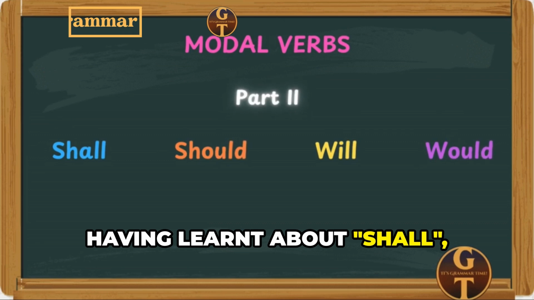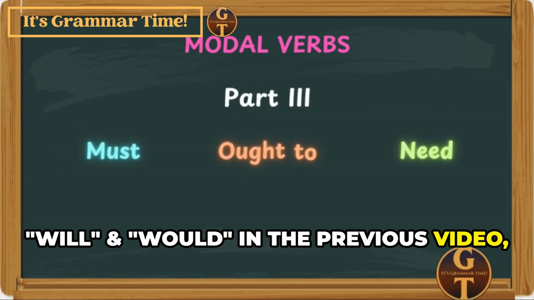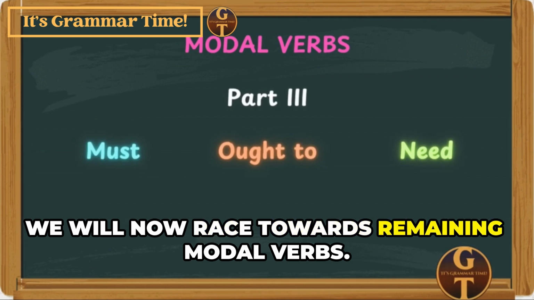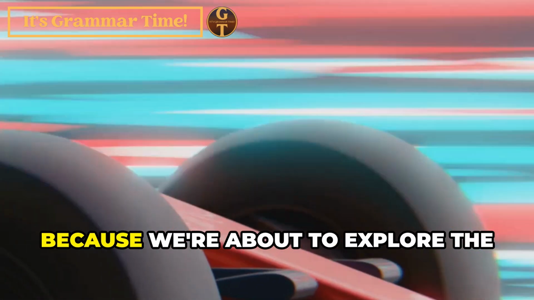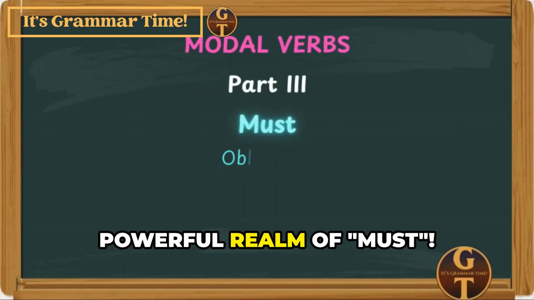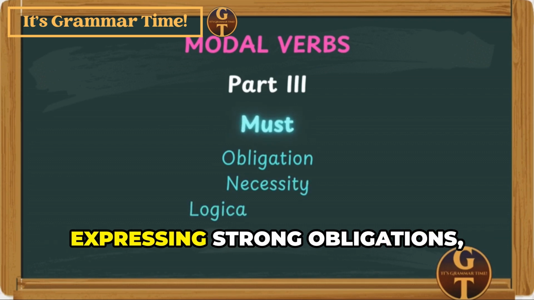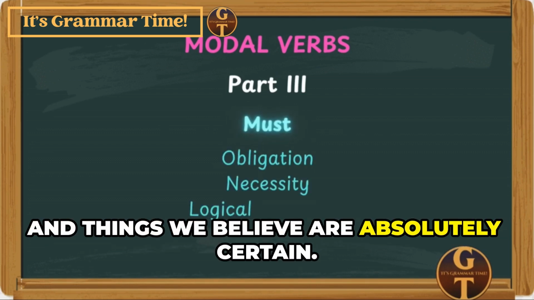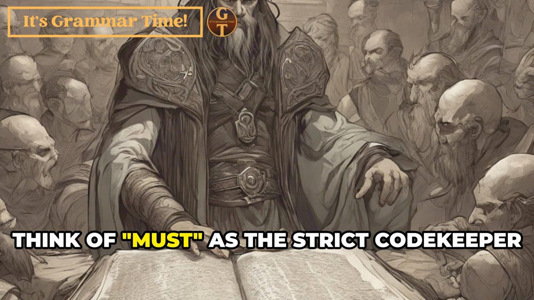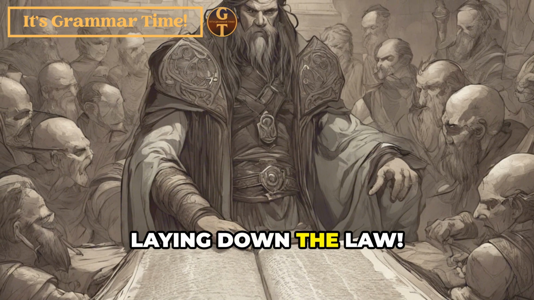Having learnt about shall, should, will, and would in the previous video, we will now race towards remaining modal verbs. Fasten your seatbelts, grammar gurus, because we're about to explore the powerful realm of must. This mighty modal verb is all about expressing strong obligations, necessities, and things we believe are absolutely certain. Think of must as the strict code keeper of modal verbs, laying down the law.